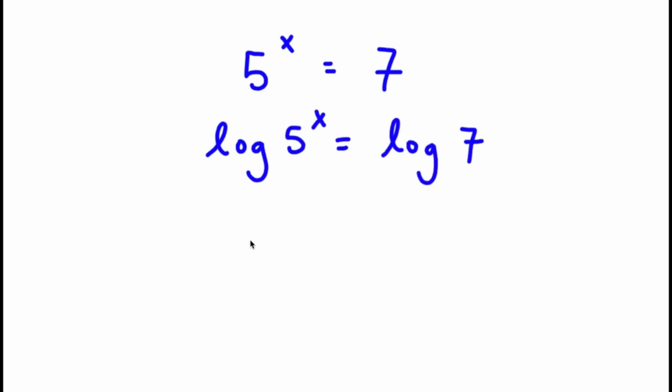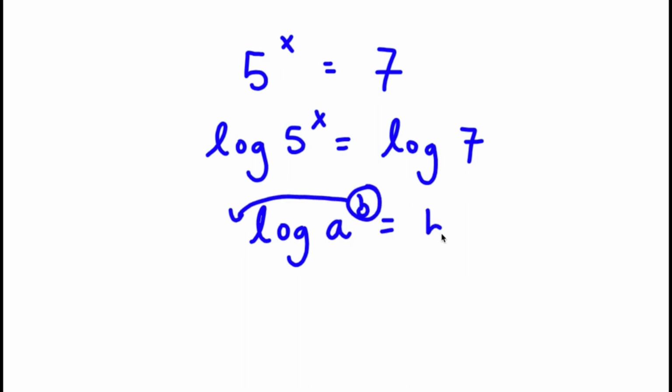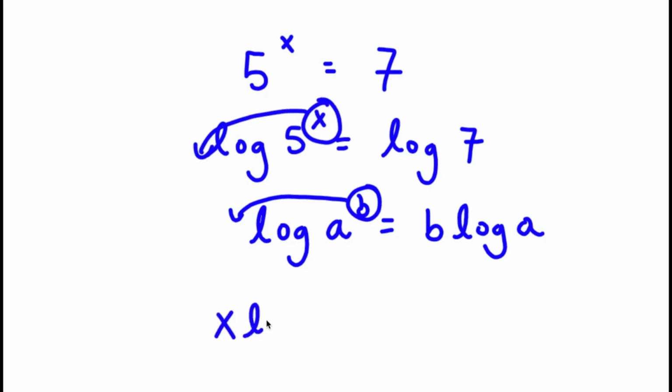Now if I have something in the form log a to the power of b, I can simply move this exponent b to the front. So this is going to equal b times log a. So in this case, I have log 5 to the power of x. So I can move x to the front. So now I'm going to have x times log 5 is equal to log 7.